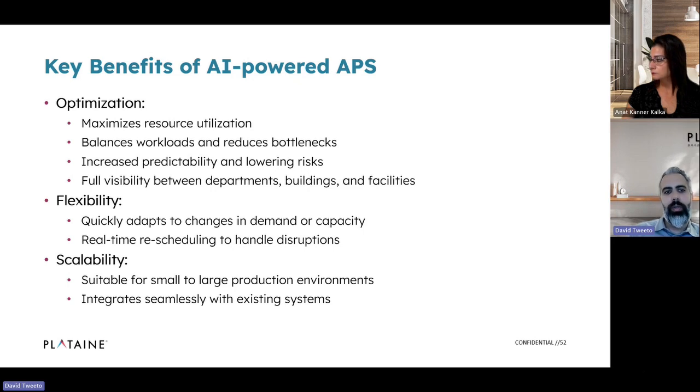You can do the rescheduling in real time to handle disruptions, or you can even switch on the automation to do the rescheduling for you when a work order is delayed, when a new work order comes in, and all of that together allows you to scale more easily. It's suitable for small and large production the same. And it integrates seamlessly with any existing systems that you already have in place today.